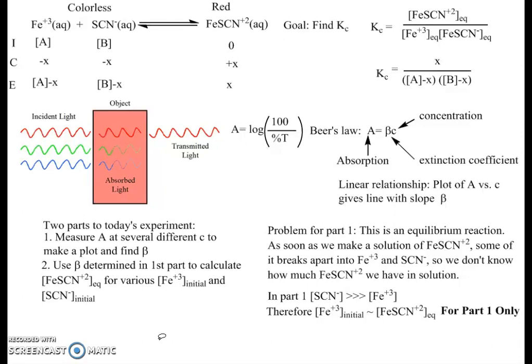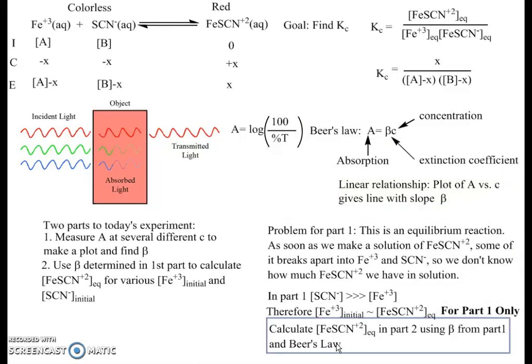In part 2, we calculate the concentration of our product using the beta we get from part 1 and Beer's law. Then we take our data and find the equilibrium concentrations of everything and find our equilibrium constant.